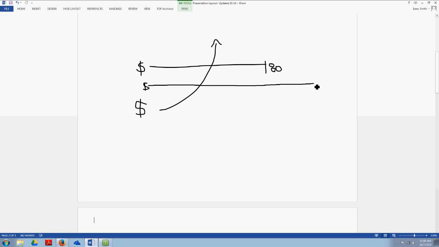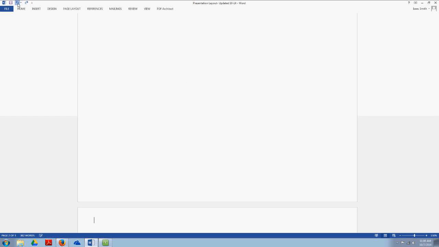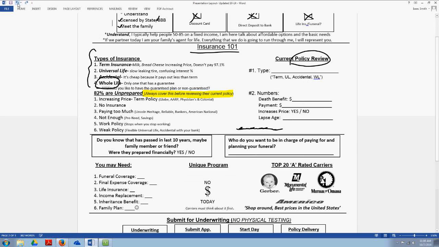Okay, your income being like this and your bills getting so high that eventually you have to cancel it. Maybe it's at 70, 75, I don't know. So that's how that type of policy works. The next issue that we're having is no insurance at all. That's not you. You're responsible enough to go ahead and get something, so good for you. Next one is paying too much.